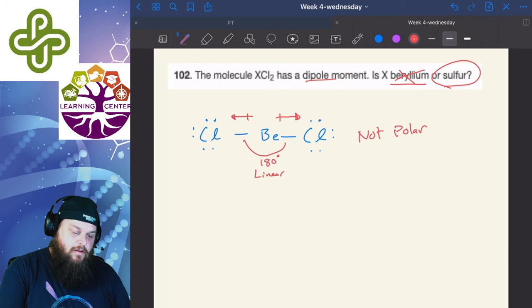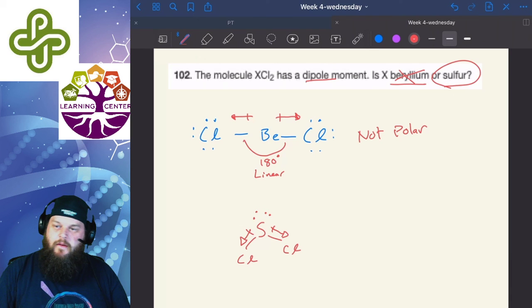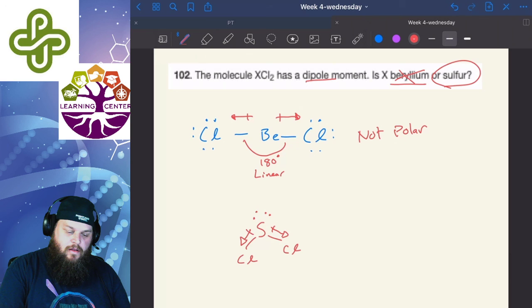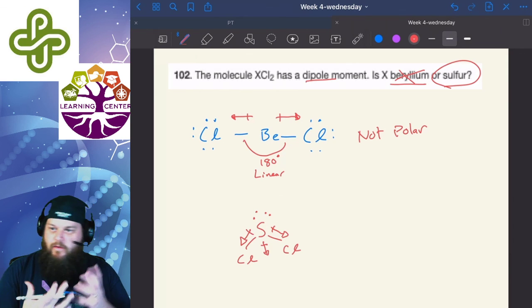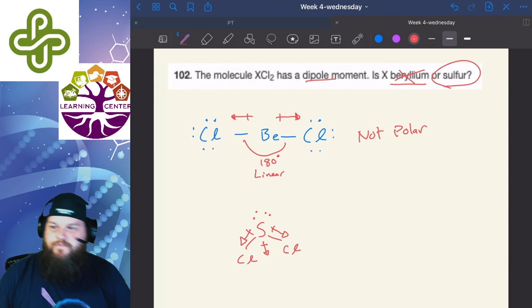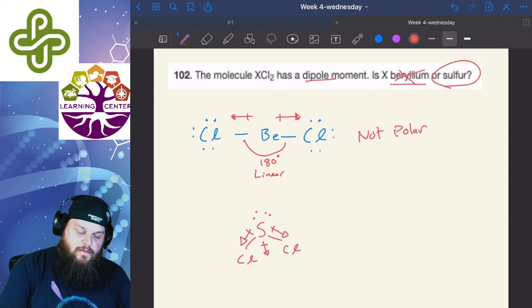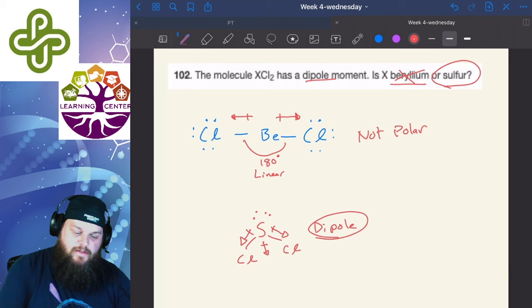And if we look at sulfur chloride, it's going to pull downwards and away, and it has 2 sets of lone pairs, giving it that bent shape. Because of that, it's going to end up creating a dipole moment. This is kind of the magnitude of its dipole, just pointing between those 2 and down. This is going to have a dipole, so it must be sulfur.